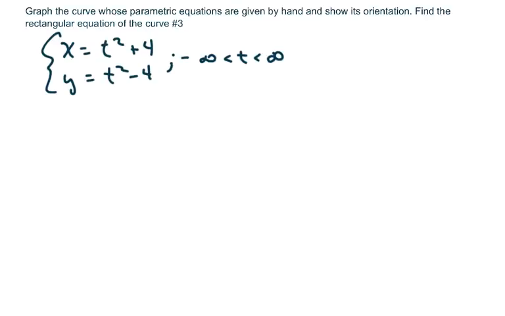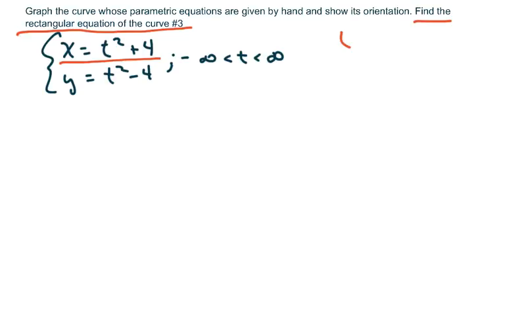Hi everyone, we're going to graph the curve whose parametric equations are given by hand and show its orientation and find the rectangular equation of the curve. The first thing I'm going to do is find the rectangular equation of the curve. You can pick either one of these. I'll pick the first one and solve for t squared.